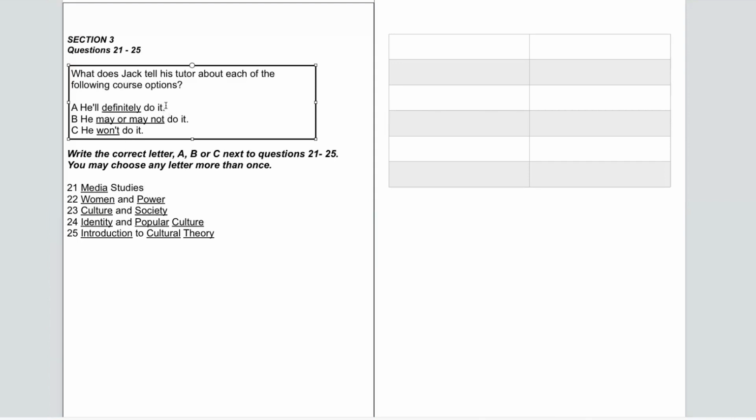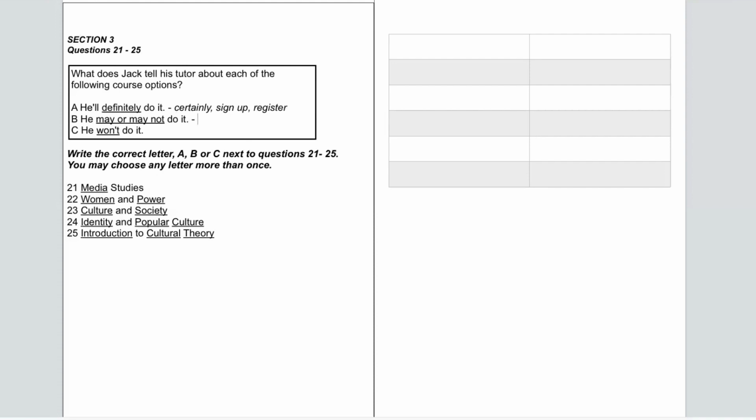So let's go ahead and just write some synonyms. Now, different ways to say definitely. We could say things like certainly, or he will sign up instead of do it, or perhaps he will register for the course. So this is just to say, for example, in the transcript, Jack may say, "Oh, I'll certainly sign up," or "I will register." And that would still be considered A, as he would definitely do it.